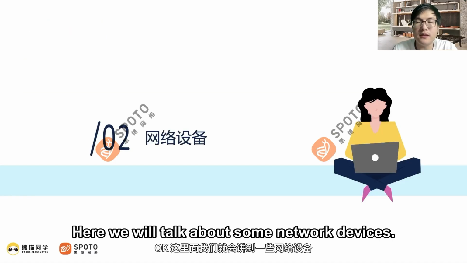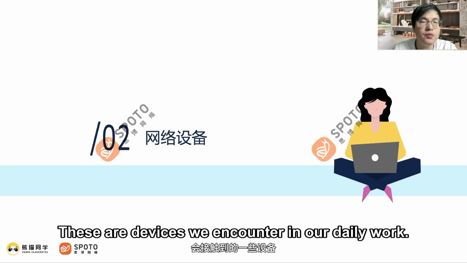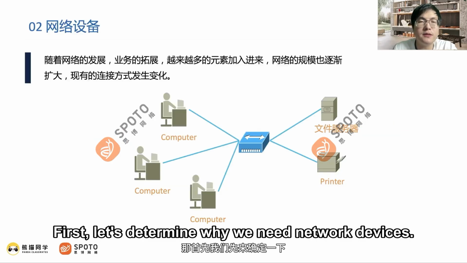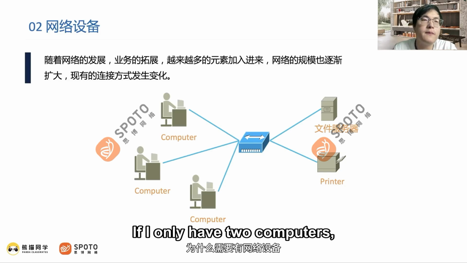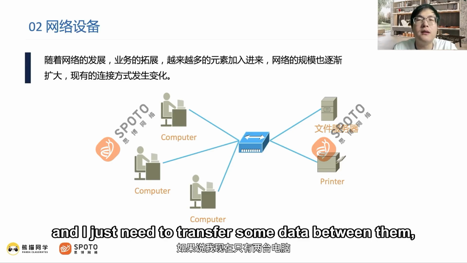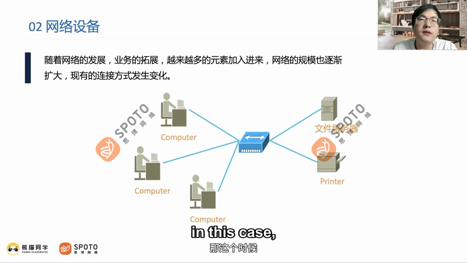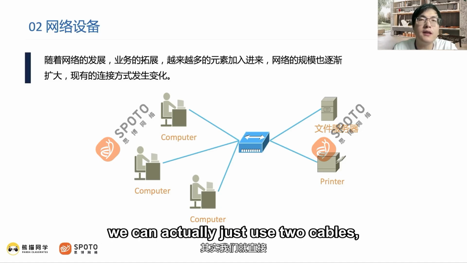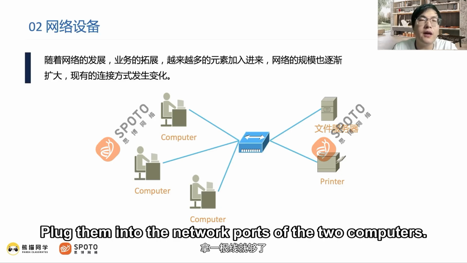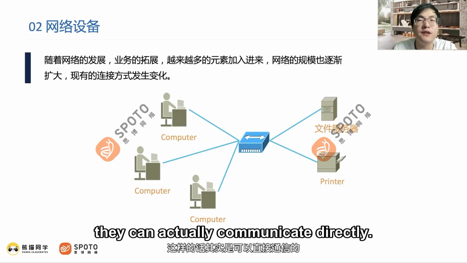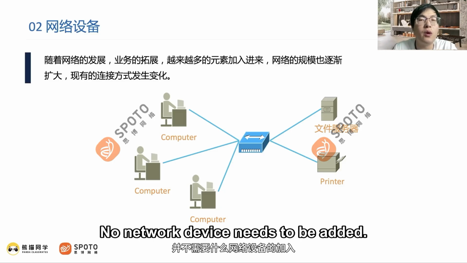Here we will talk about some network devices. These are devices we encounter in our daily work. First, let's determine why we need network devices. If I only have two computers, and I just need to transfer some data between them, in this case, we can actually just use one cable. Plug it into the network ports of the two computers. In this way, they can communicate directly. No network device needs to be added.